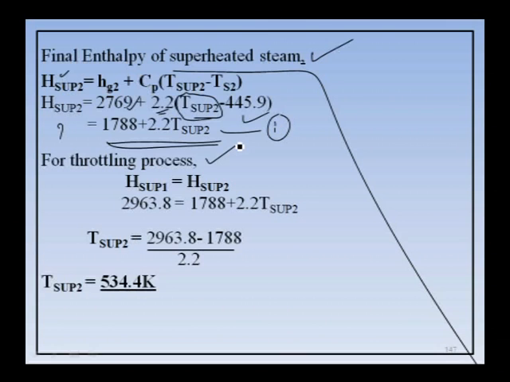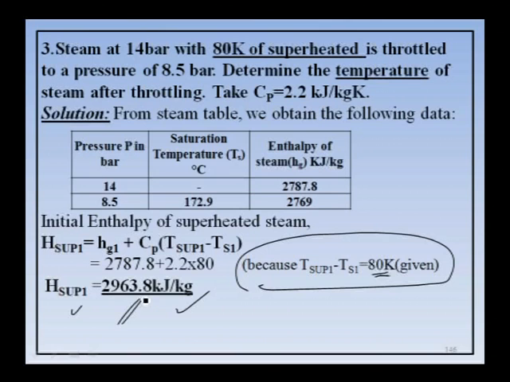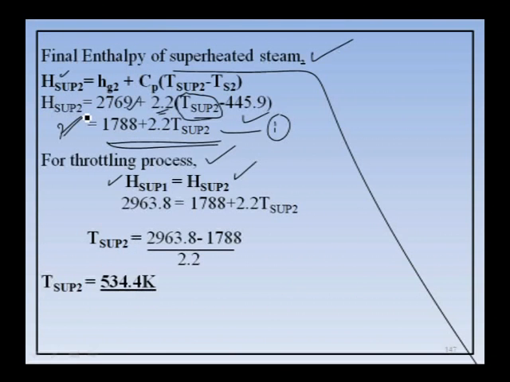Now, for a throttling process, what is the throttling process? Enthalpy before is equal to enthalpy after. So in this problem, before is superheated, after is also superheated, therefore H sup 1 is equal to H sup 2. H sup 1 we got in the previous relation, 2963.8. Now H sup 2 is in the form of an equation, that is 1788 plus 2.22 T sup 2. By simplifying this we have T sup 2 equal to 534.4 Kelvin. So like that you should find the temperature after throttling. This is on superheated steam. Like this, simple problems will come on a throttling process.